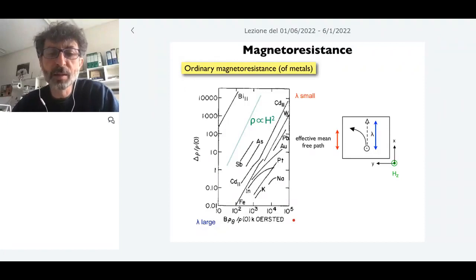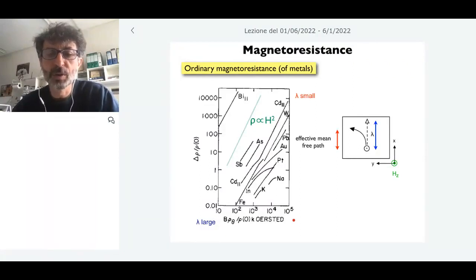These are the metals of these elements, and you see iron, indium, sodium, platinum, gold, bismuth, antimony, and so on and so on. So the curves are all different, but they share one common thing. If you look, this is a log-log scale. In log-log scale, they very much look linear, this behavior.